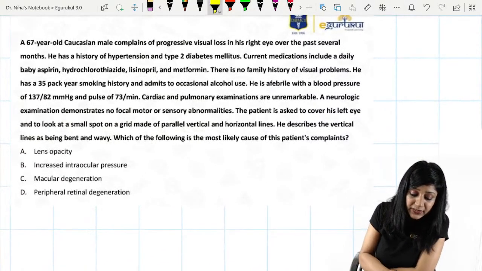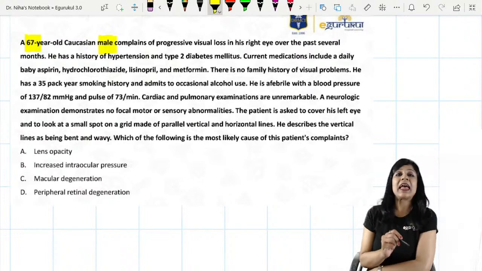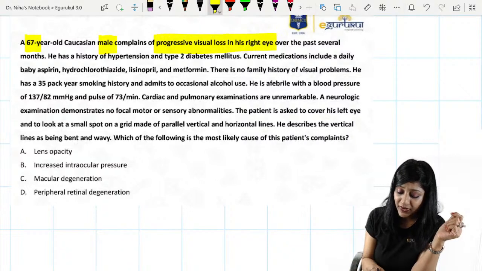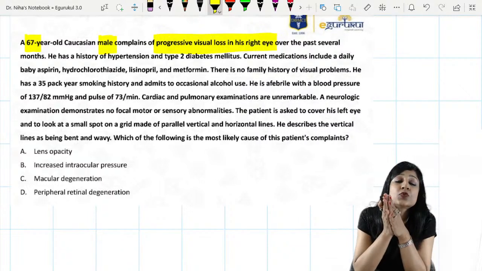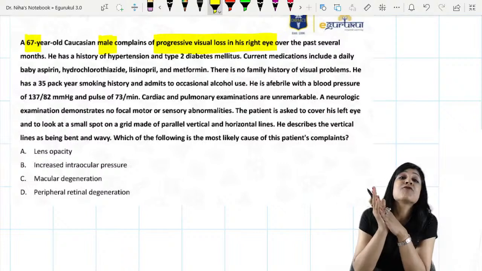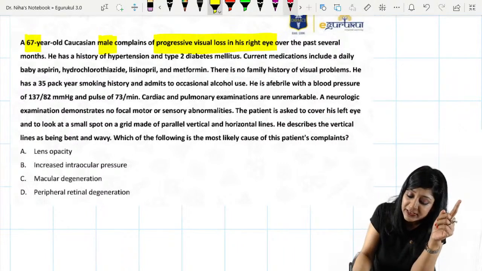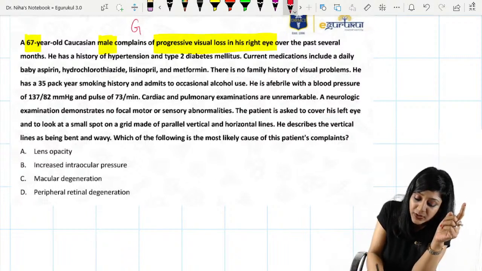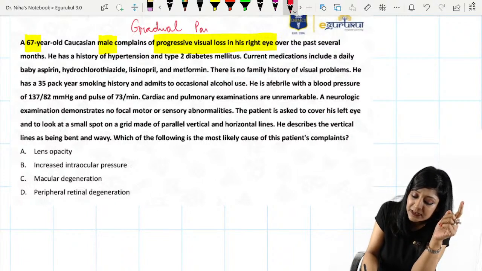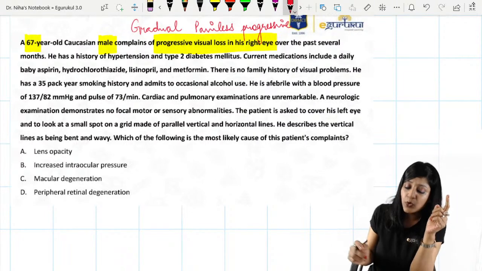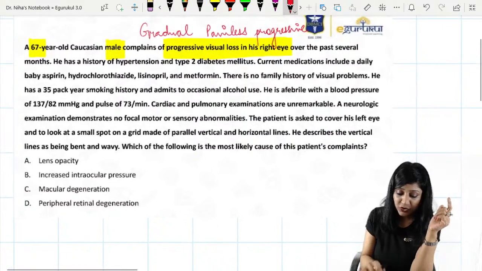Here you have a 67-year-old male who is coming with progressive visual loss in the right eye. So there is a gradual, progressive, painless diminution of vision. Can you remember this, DD? Who will tell me the most common cause of this? Gradual, painless and progressive. We have gradual, painless, progressive diminution of vision.